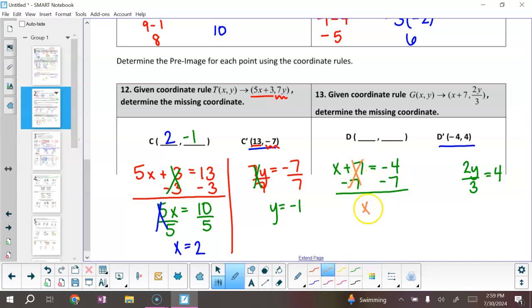So negative 4 minus 7 would be negative 11. So that's for the x. On the other one, you need to multiply by 3. That way it gets rid of that in the denominator. So you have 2y equals 12 over here now. And then you divide by 2. That should give you a 6.